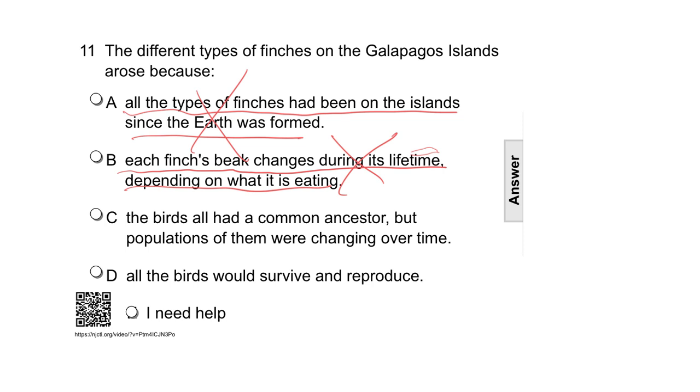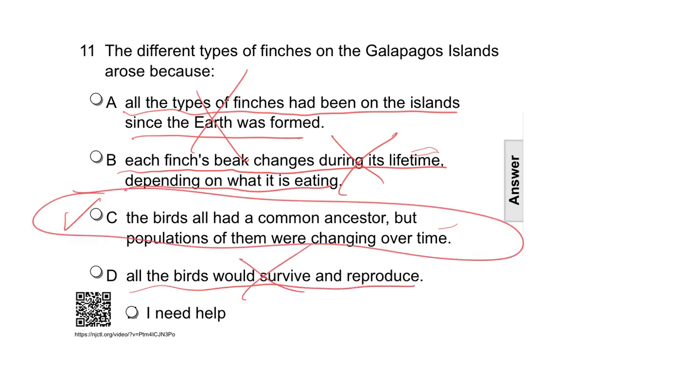Birds all had a common ancestor, but populations of them were changing over time. Well, that's true. We assume that it had a common ancestor, and depending on what island it was on, what food sources were there, those populations changed so that the birds that had adaptations that allowed them to eat a certain kind of food in that region would reproduce and have more kids, and those population gene pools would change. All the birds would survive, whatever that means. I have no clue. So letter C.